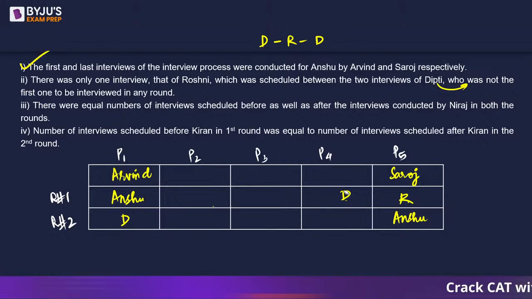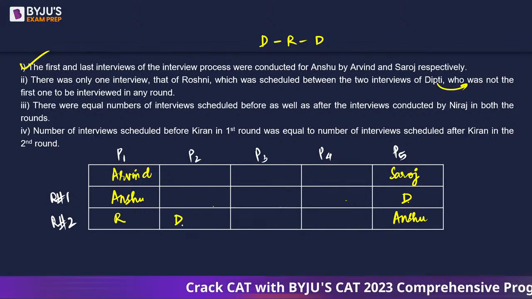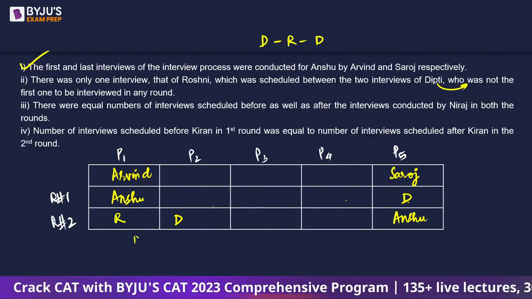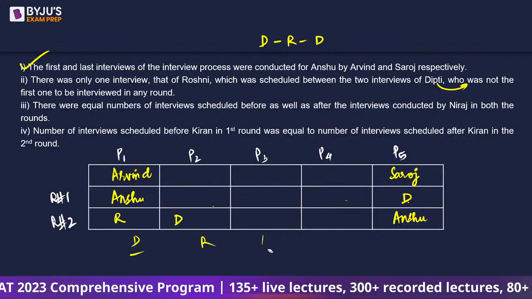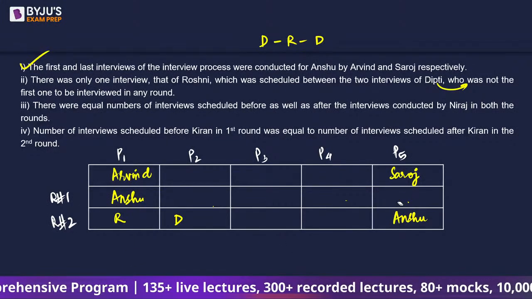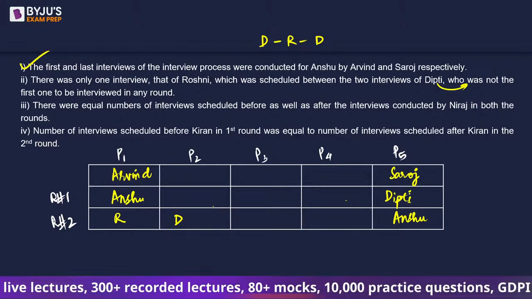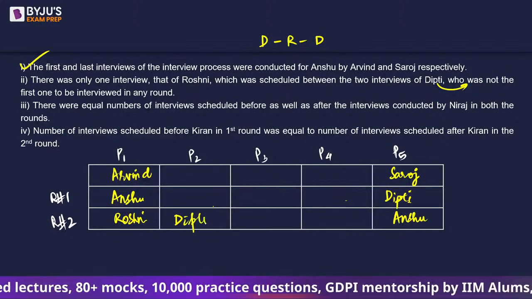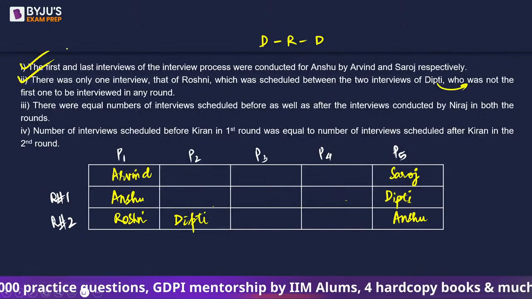So if DRD cannot be placed here, that means DRD has to be placed here. Only this will make sense, right? We can't put DRD here, क्योंकि फिर दीप्ति के 2 कैसे हो सकते हैं interviews in the same round, right? Everyone is appearing for the interview once in every round. So we will have Dipti here, we will have Roshni here, and then we will again have Dipti here, right? That's what the second statement gives us.